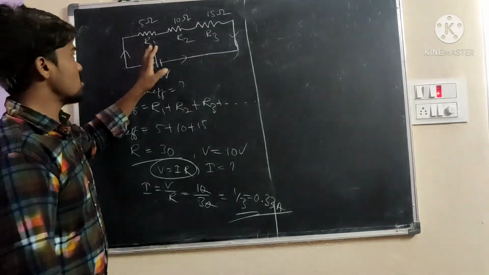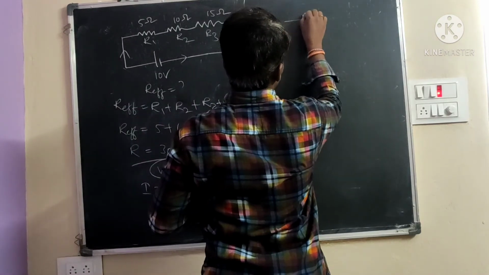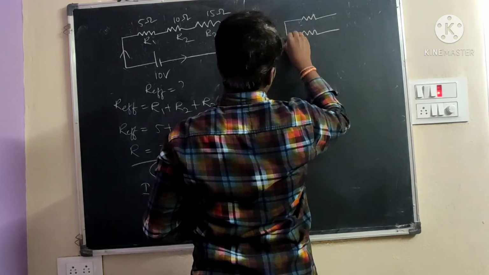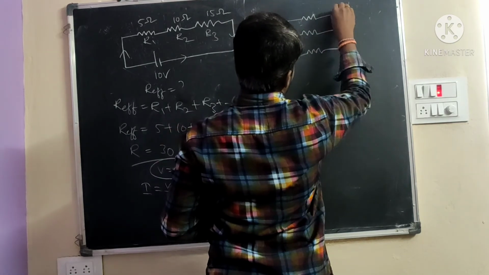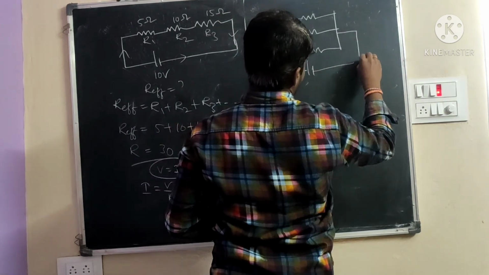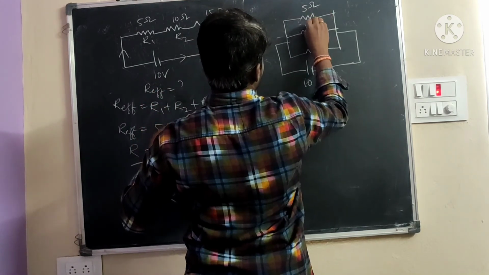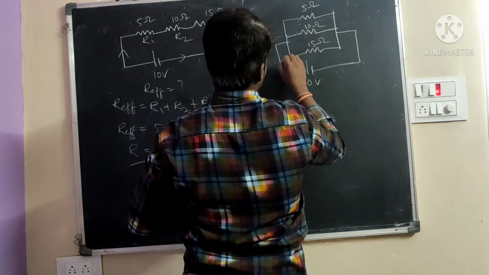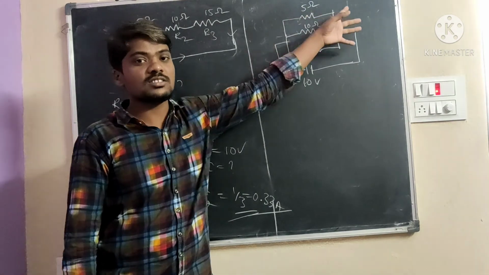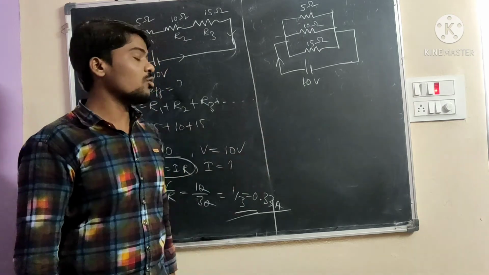Okay, the same resistances connected in parallel connection. The values are the same: 5 ohms, 10 ohms, 15 ohms. We will find out the effective resistance. The three resistances are in parallel connection. We will find out the effective resistance, and the battery is 10 volts. How much current also you will find out.